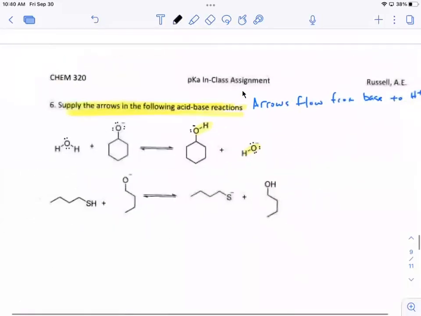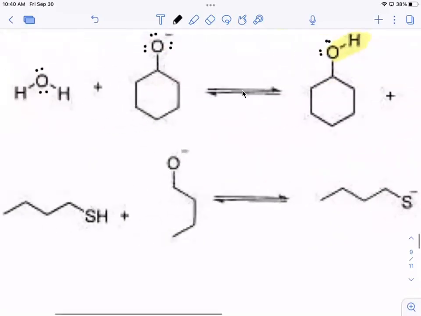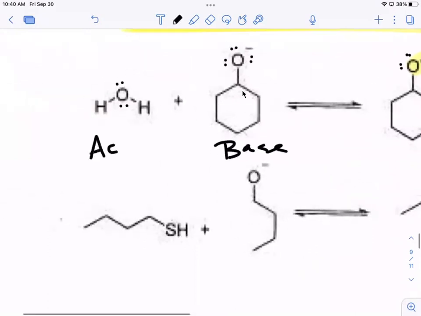All right, so what happened? How do I show this proton transfer between the base, which is here, and the acid, which is here? Water can be both. It can be an acid or a base.